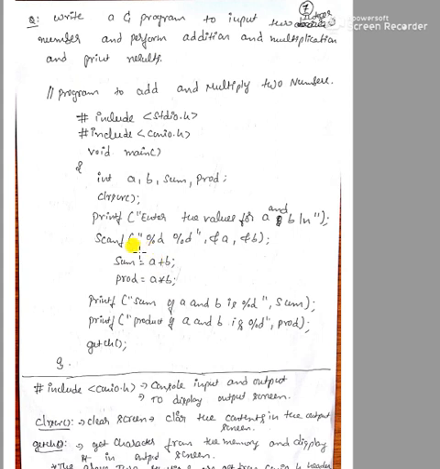ಸೊ ಈಗ ಅಡಿಷನ್ ಇರೋದು ವ್ಯಾಲ್ಯೂಸ್ ಎಲ್ಲ ಸ್ಟೋರ್ ಆಗಿರುತ್ತೆ, ಸಮ್ ಒಳಗಡೆ ಸ್ಟೋರ್ ಆಗಿರುತ್ತೆ. ಮಲ್ಟಿಪ್ಲಿಕೇಶನ್ ವ್ಯಾಲ್ಯೂ ಪ್ರಾಡಕ್ಟ್ ಒಳಗಡೆ ಸ್ಟೋರ್ ಆಗಿರುತ್ತೆ. ಇವಾಗ ಎರಡು ವ್ಯಾಲ್ಯೂ ಏನ್ ಮಾಡ್ಬೇಕು, ಪ್ರಿಂಟ್ ಮಾಡ್ಬೇಕು. ಬಟ್ ಇಲ್ಲಿ ಫಸ್ಟ್ printf ಅಲ್ಲಿ ಏನ್ ಮಾಡಿದ್ವು ನಾವು, ಜಸ್ಟ್ ಸ್ಟ್ರಿಂಗ್ ಅನ್ನ ಒಂದು ಸ್ಟೇಟ್ಮೆಂಟ್ ಅನ್ನ ಪ್ರಿಂಟ್ ಮಾಡಿದ್ವಿ. ಬಟ್ ಇವಾಗ ಏನ್ ಮಾಡ್ಬೇಕು, ಮೆಮೊರಿ ಒಳಗಡೆ ಸ್ಟೋರ್ ಆಗಿರೋ ವ್ಯಾಲ್ಯೂನ ಪ್ರಿಂಟ್ ಮಾಡ್ಬೇಕು. ಅದಕ್ಕೆ ಏನ್ ಮಾಡ್ಬೇಕು, ಹ್ಯಾವ್ ಟು ಯೂಸ್ ಸೆಕೆಂಡ್ ಸಿಂಟ್ಯಾಕ್ಸ್, printf ಫಸ್ಟ್ ಫಾರ್ಮ್ಯಾಟೆಡ್ ಸ್ಟ್ರಿಂಗ್ ನ ಬರೀಬೇಕು.